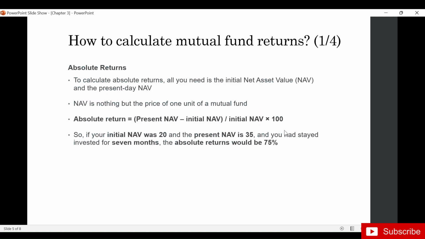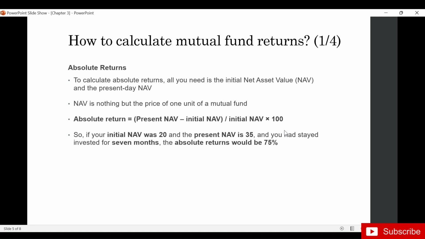Now, in lesson 2, we are going to discuss how we can calculate mutual fund returns. There are four methods by which we can calculate the returns of mutual funds. Let us now discuss the first method, which is absolute returns. To calculate absolute returns, you just need the initial net asset value and the present day net asset value. As we have already discussed, net asset value is nothing but the price of one unit of the mutual fund. Just like stocks have a stock price, a mutual fund has a NAV.